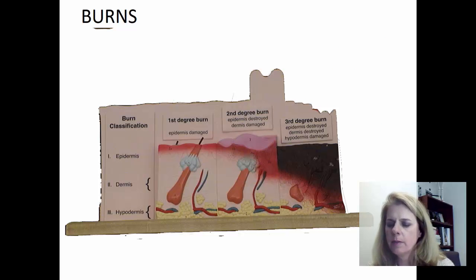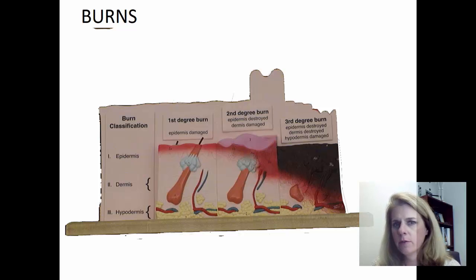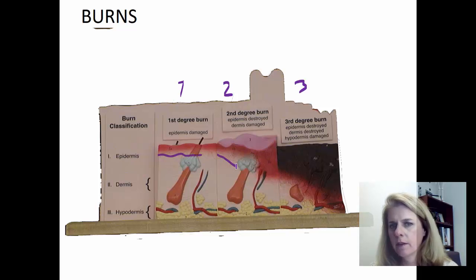All right, and then on the back of your skin model, we have examples of burns. If you haven't done your burn video yet, you'll get to that, but just know when you talk about burns, we classify them as first, second, and third degree burns. First degree burns damage the epidermis. Second degree burns damage the epidermis and the dermis. Third degree burns damage all 3 layers.